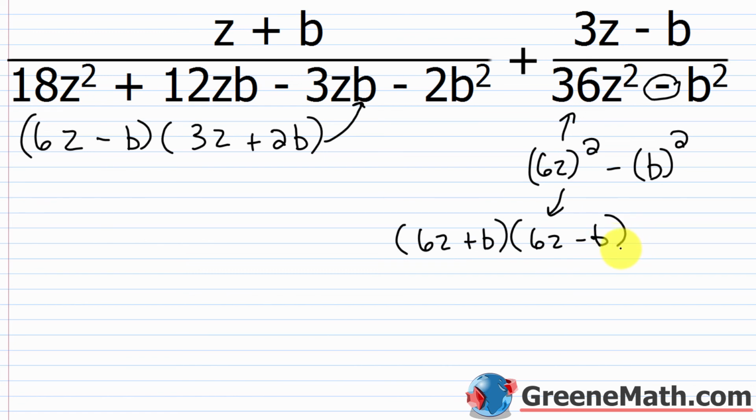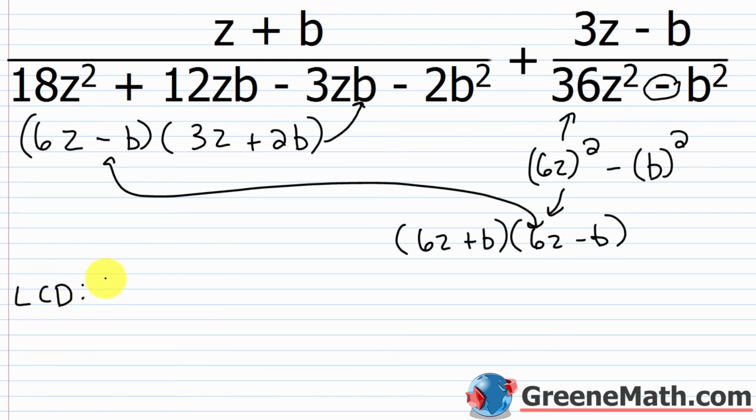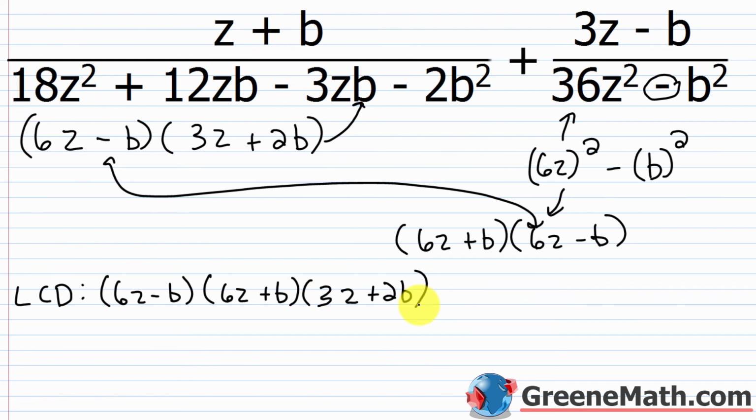Now, what you can see is that you have this and this that are common. So when I build my LCD, what I'm going to have is 1 factor of 6z minus b. I don't need 2. Then 1 factor of 6z plus b. Then 1 factor of 3z plus 2b. So that's my LCD. Now, what do I need over here? Over here, I would be multiplying by just 6z plus b. So I would have z plus b, and this would be multiplied by, again, 6z plus b.